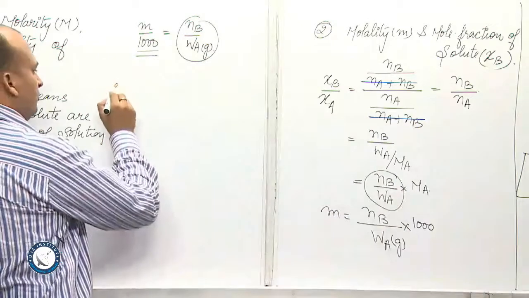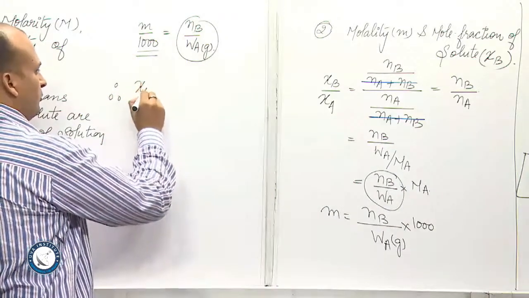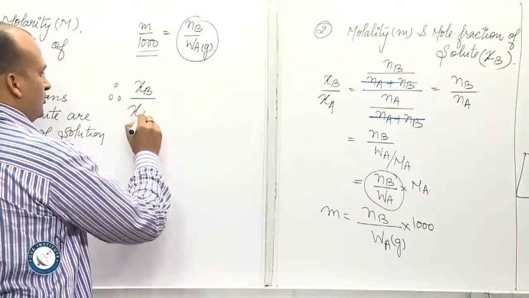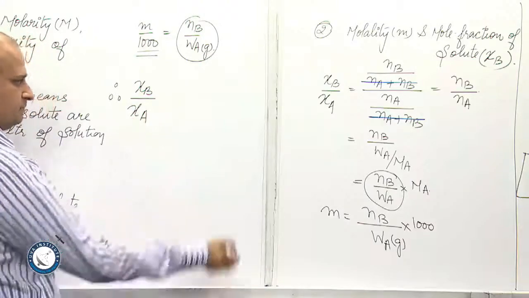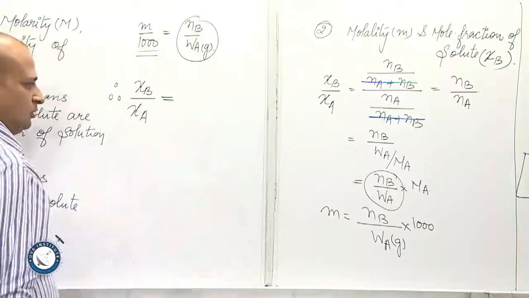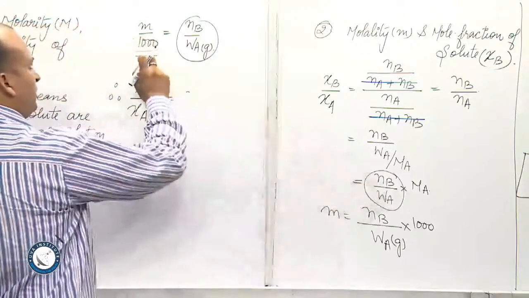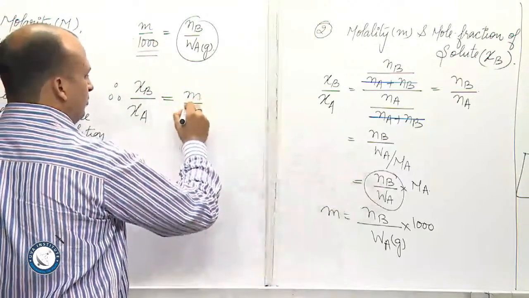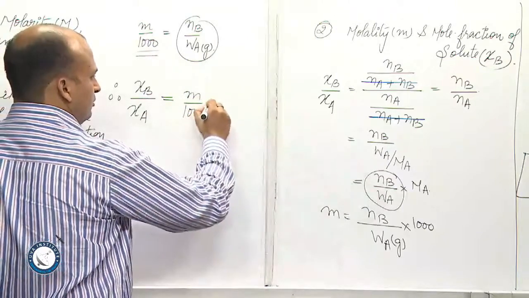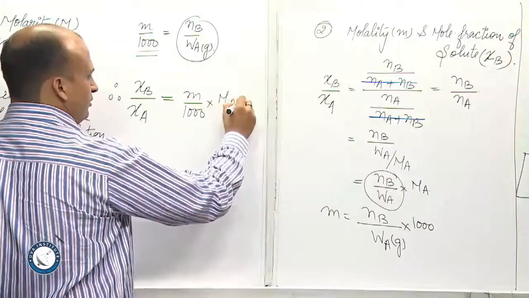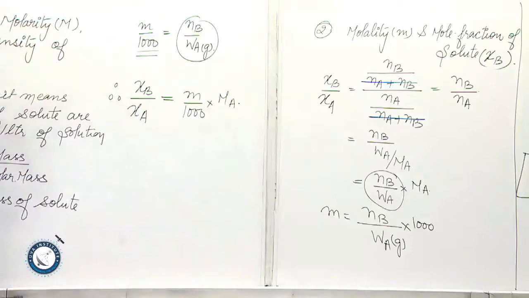Now this particular thing over here I am going to replace by this. So I will say therefore chi B by chi A is equal to, instead of nB by WA, I am putting m by 1000, into M. Okay, fine.